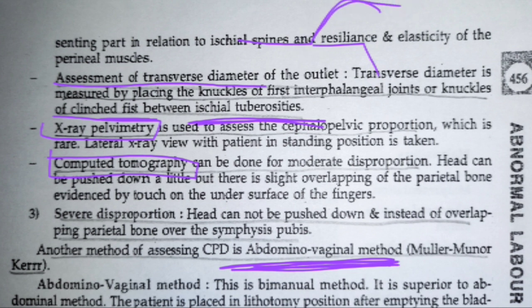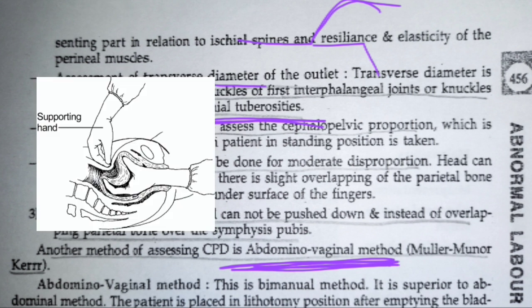In this lithotomy position, when the woman is made to lie down, the person performing will insert their right hand inside the vagina, and the other hand will be above the ischial spine. Now the person placing the upper hand will try to push the head downward into the pelvis. If the person is able to push, then there is no disproportion. If not able to push, then there is moderate to severe disproportion.